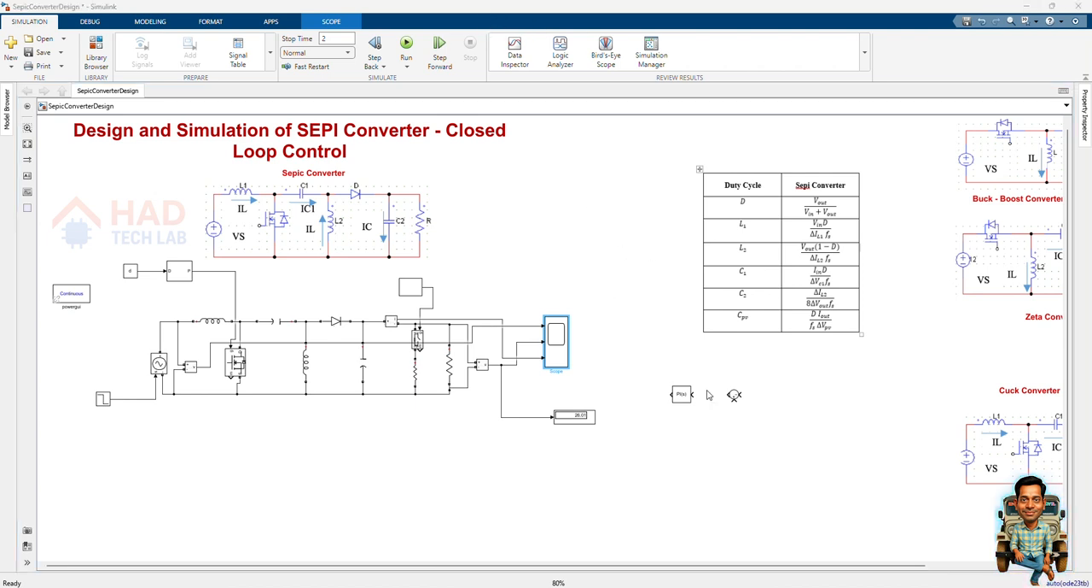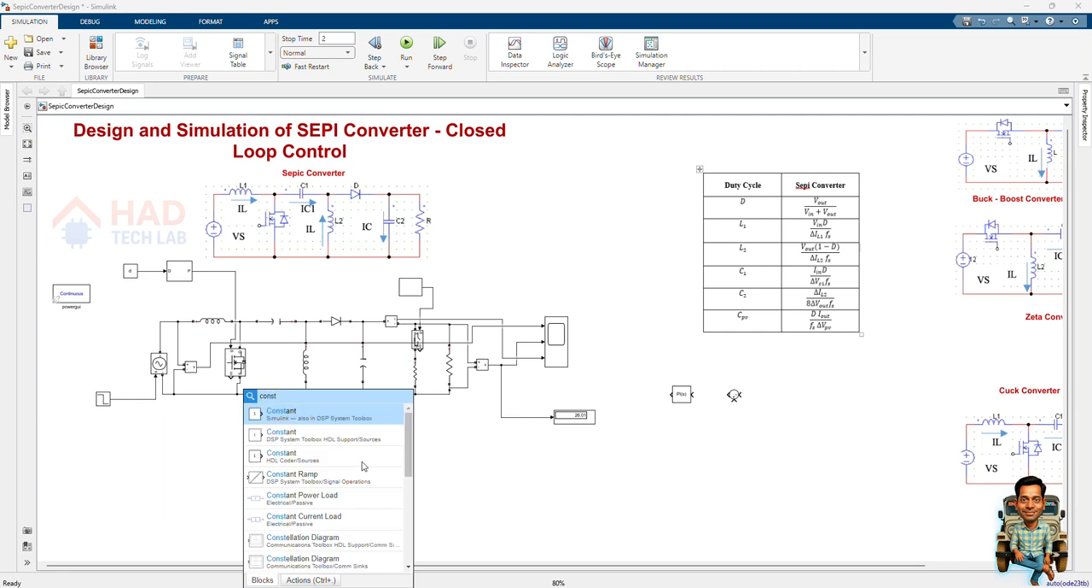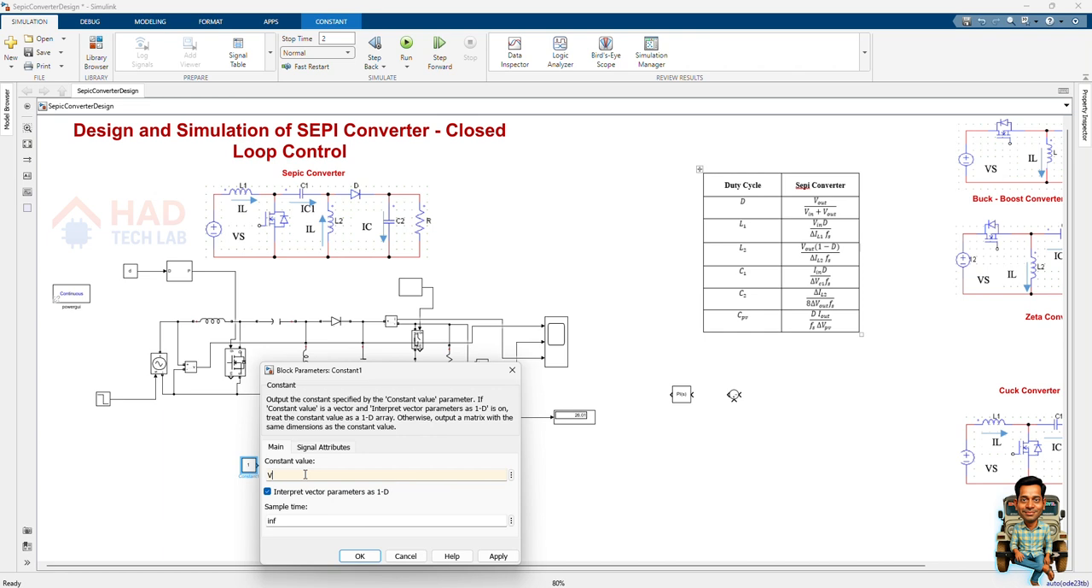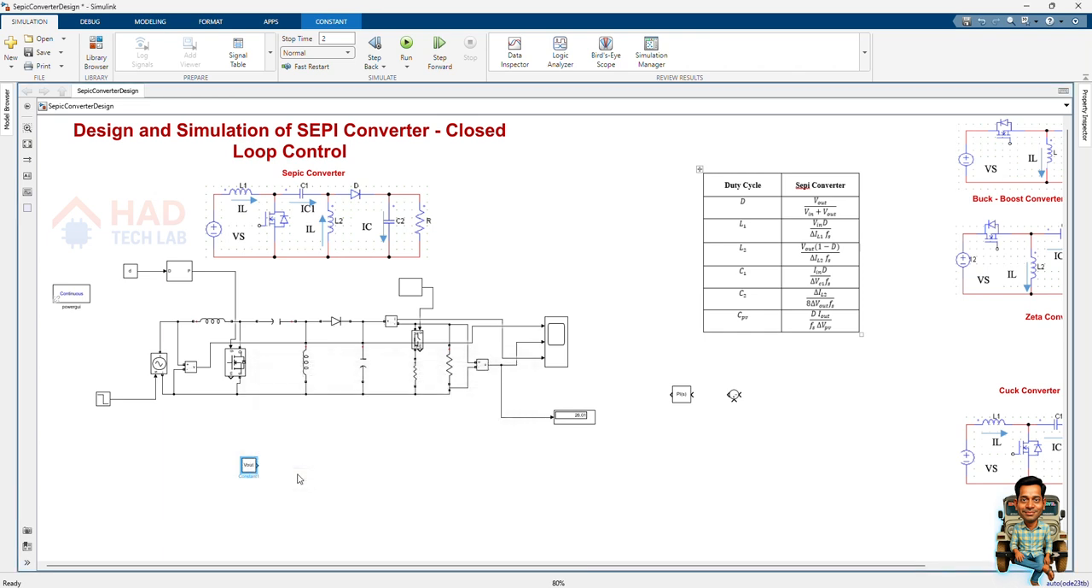Okay, let me show the closed loop control. We set a reference voltage. For the reference voltage I choose a constant block. The reference voltage is our output voltage, so I set Vout to be 32 volts. I applied it here. Then the output voltage Vo is measured here and compared in a comparator, which generates the error.